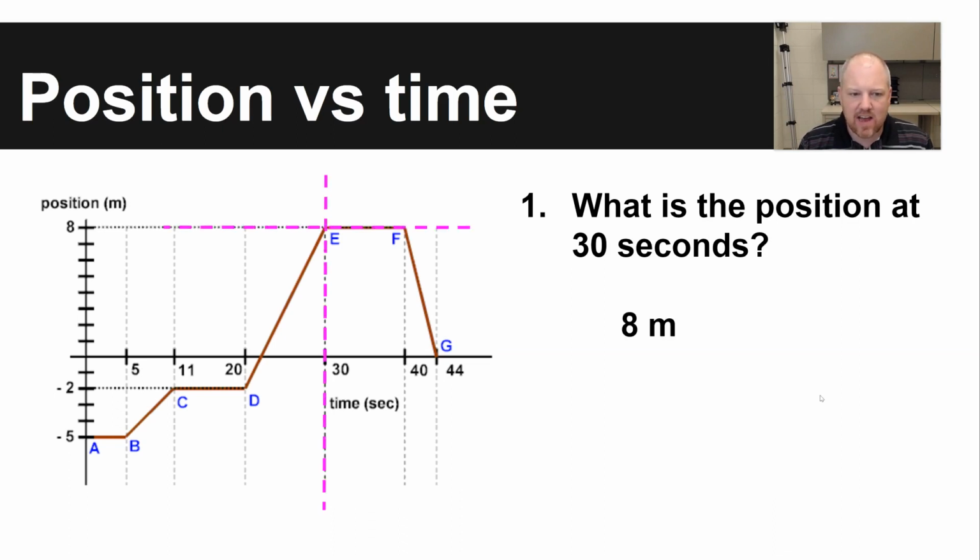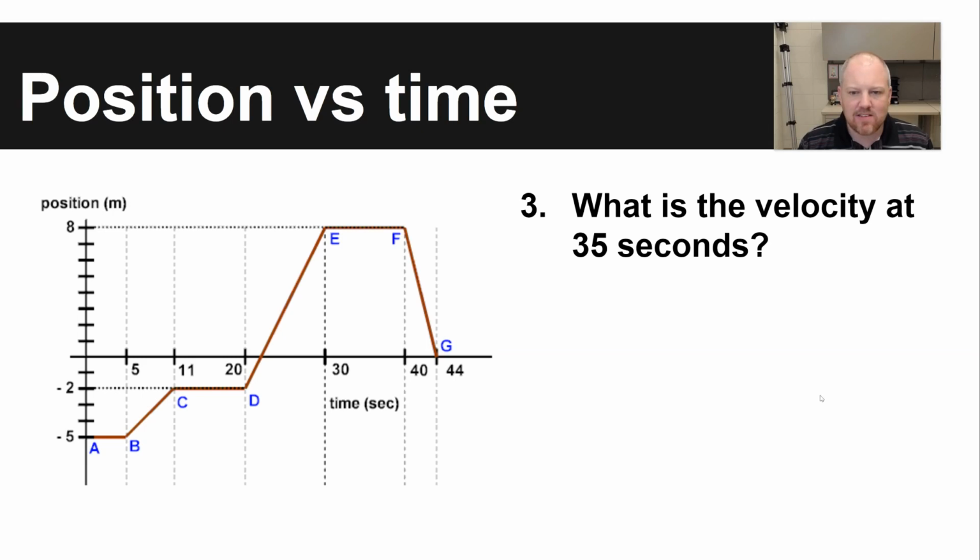Again, time is on the x-axis, and then once you hone in on 30 seconds, you can figure out what your position would be. It's 8 meters here. What's your position at 14 seconds? Again, hone in, crosshairs on 14 seconds. And then again, you see that the y value would give you your position, which in this circumstance is -2 meters. A little more difficult of a problem, what's the velocity at 35 seconds?